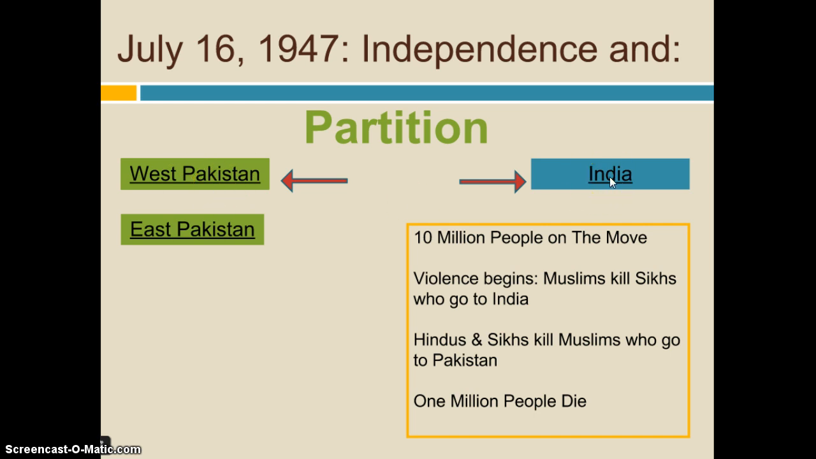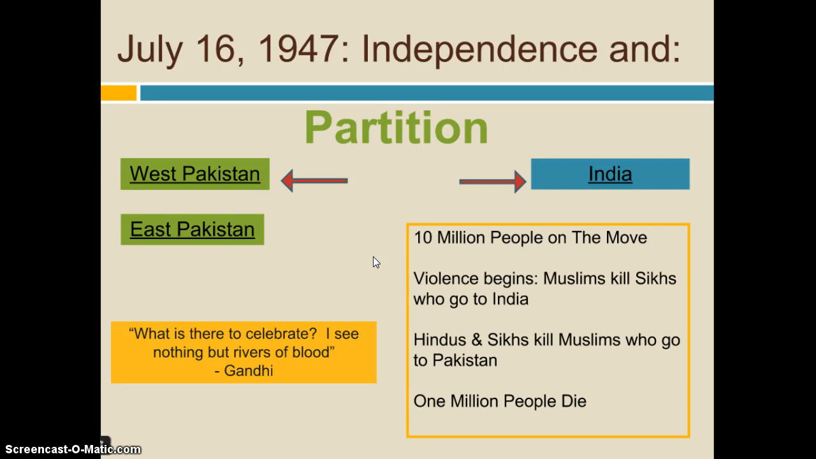But as we've learned with Germany and we've learned with Korea, you just can't divide a country, right? So 10 million people are on the move. It's this massive migration as people try to go to their right place, right, where their co-religionists live. Violence begins. Muslims are killing Sikhs who want to go to India. Hindus and Sikhs are killing Muslims who go to Pakistan. Everybody's killing everybody. 1 million people die in the fight over partition and where people belong.